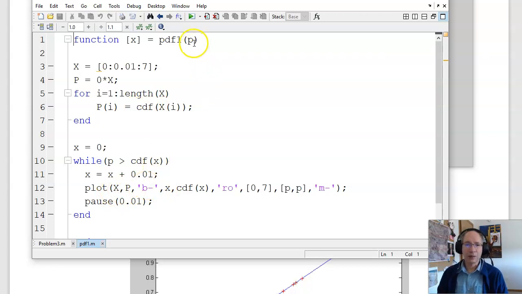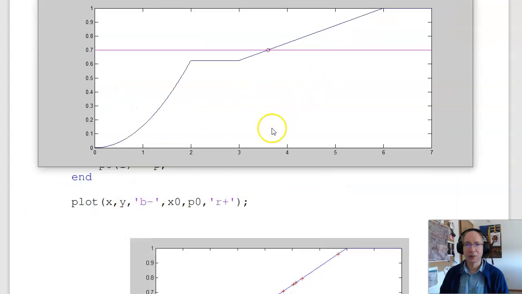To solve for X as a function of P, I'm going to start at X equals 0, then sweep to the right. As long as the probability of the CDF is less than P, I'll keep on sweeping to the right, plot it, and pause. That slows it down, but it's kind of fun to watch. And here's what it looks like.